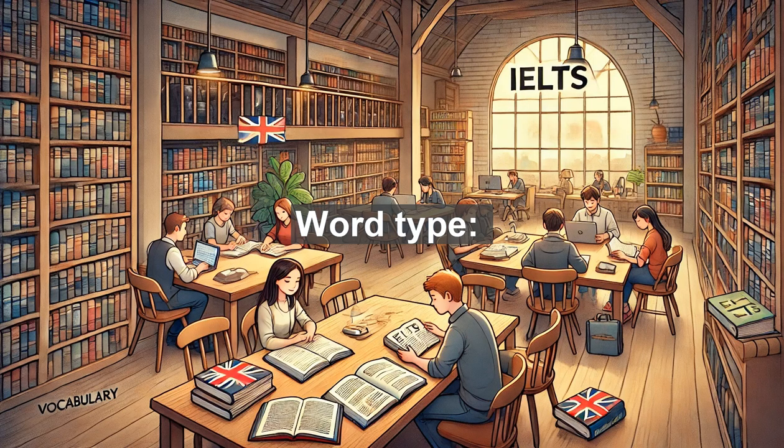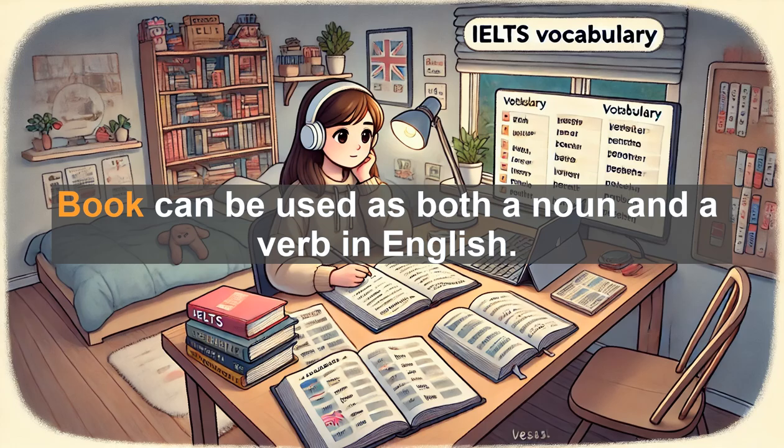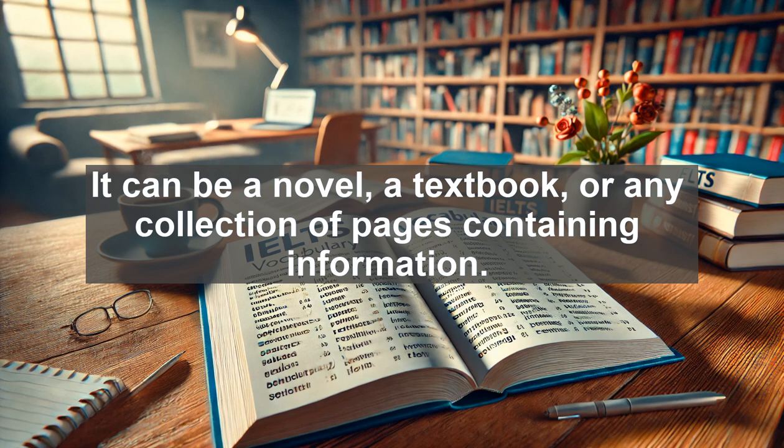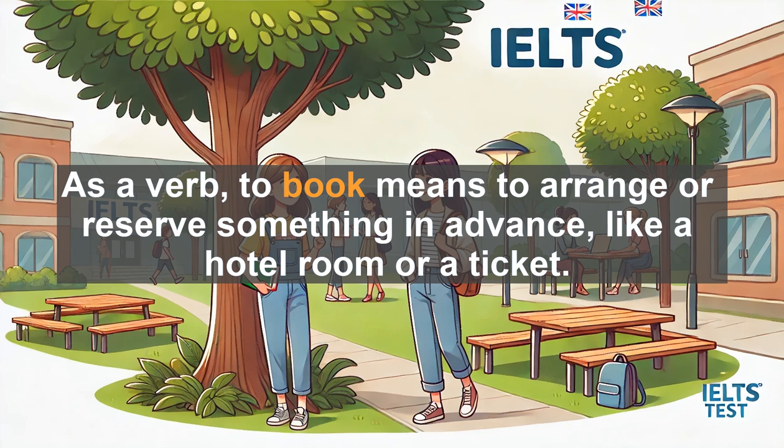Word type. Book can be used as both a noun and a verb in English. Meaning, as a noun, a book is a written work published in printed or electronic form. It can be a novel, a textbook, or any collection of pages containing information. As a verb, to book means to arrange or reserve something in advance, like a hotel room or a ticket.